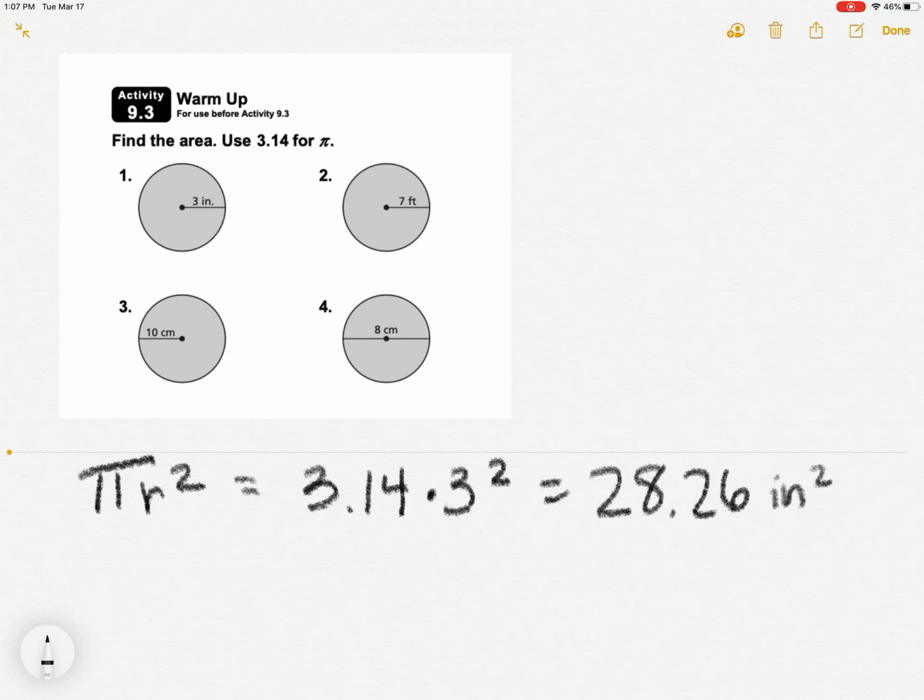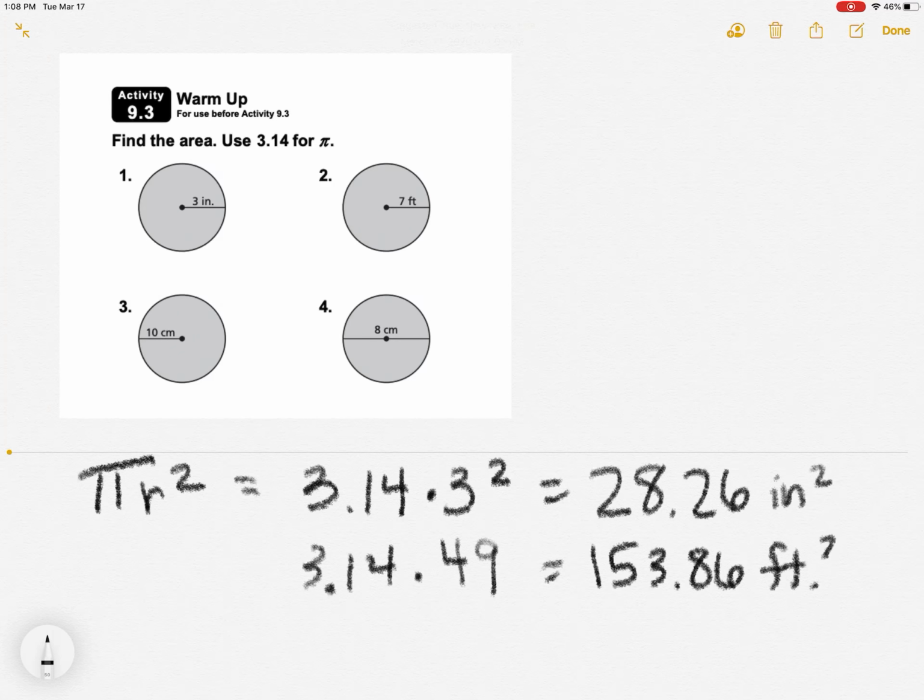For number 2, same thing. We're going to start with the 3.14, but this time we're going to multiply it by 7 squared. And 7 squared is 49. So if I take 49 times 3.14, I get 153.86, and I add my unit, feet squared.